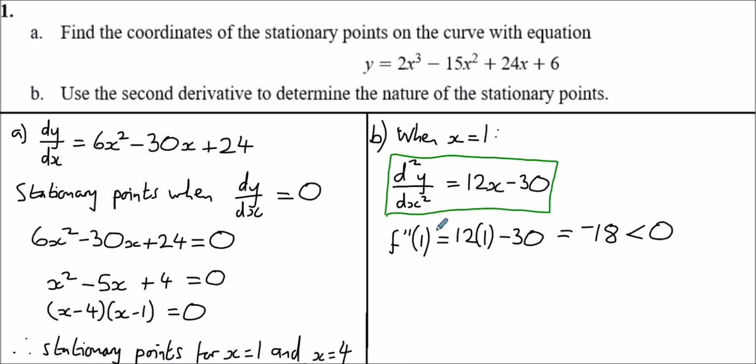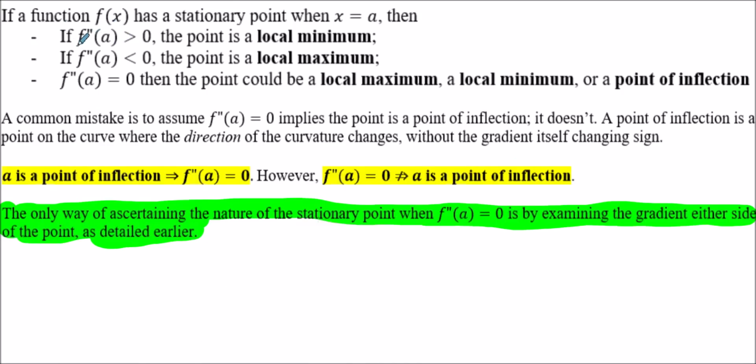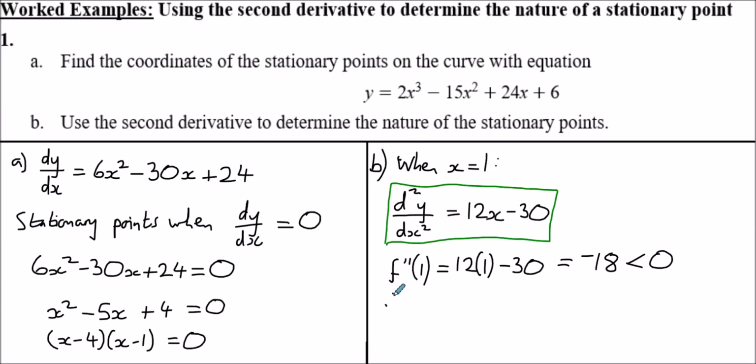So just returning to what we had from before, when we evaluate the second order derivative and we get a value which is less than 0, that denotes a local maximum. So that tells us that when x is 1, we have a local maximum. So that means 1, 17 is a local maximum.